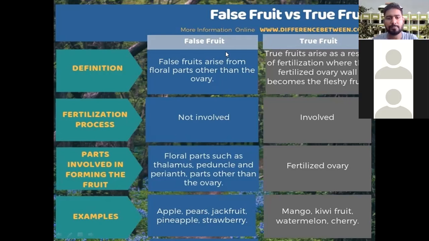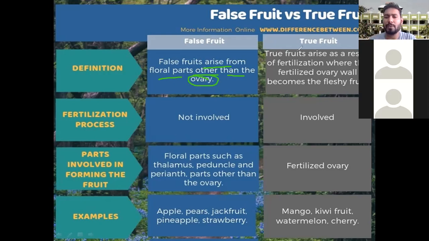False fruit means that along with the ovary, some accessory floral parts also get involved. That is called false fruit. True fruits means only the ovary, the ovary wall, is involved. Clear? So now you can read: false fruit arises from floral parts other than the ovary, sometimes other than the ovary or sometimes along with the ovary. This is the definition of false fruit.